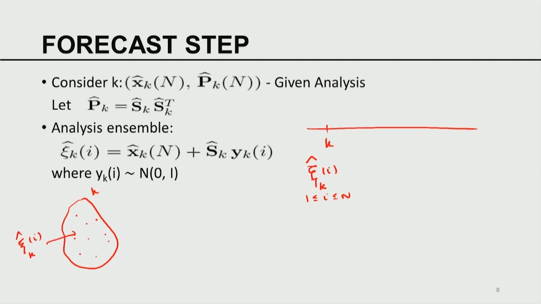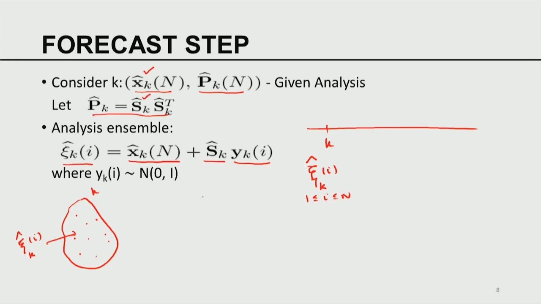Now, xi k i hat is the analysis ensemble, and it is related to the analysis mean x hat k and the analysis covariance square root through y k of i. So what is y k of i? Let's come back to this. Let P k hat be the analysis covariance approximation, and x hat k the analysis mean approximation. P k hat can be expressed as the product of Cholesky factors S k hat and S k hat transpose. Therefore, I know the mean, and I know the Cholesky factor.